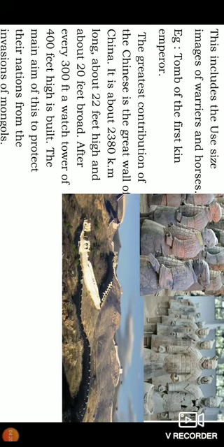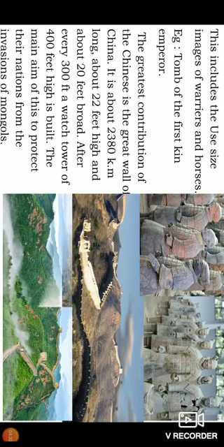They built it in order to protect their country from the attacks or invasions of Mongolians, Huns and others. This massive structure stands 2,380 kilometers long, about 22 feet high and 20 feet broad. After every 300 feet, you can see watchtowers. This watchtower has a height of 400 feet.